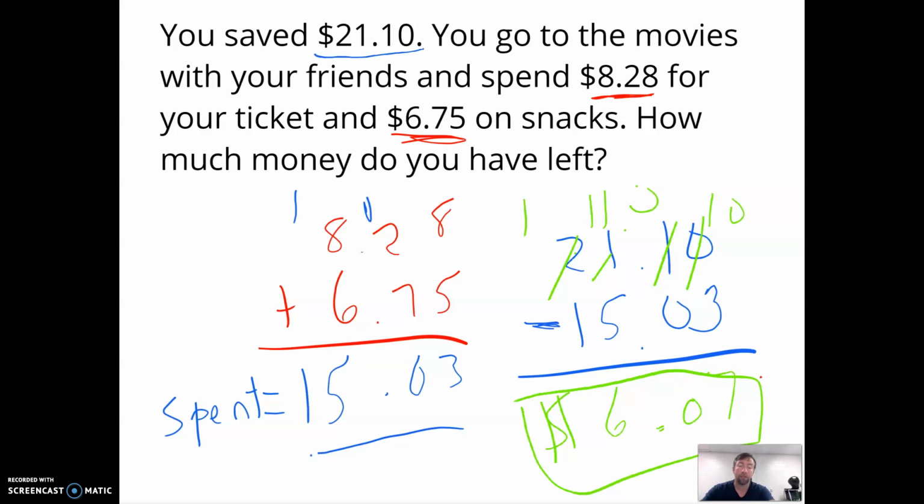Now, on the practice you have, all you have to do is fill in the blank. You'll put 6.07. If you were actually answering this, since it's a word problem, it would be a good idea to type something like, I would have $6.07 left, like in a sentence. It's always good. So that's the decimal stuff.